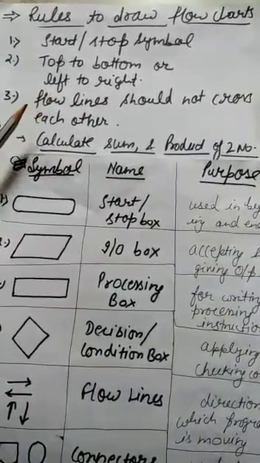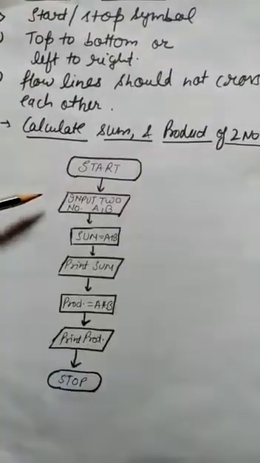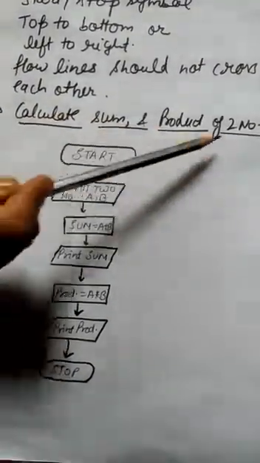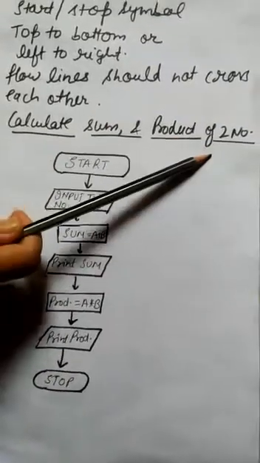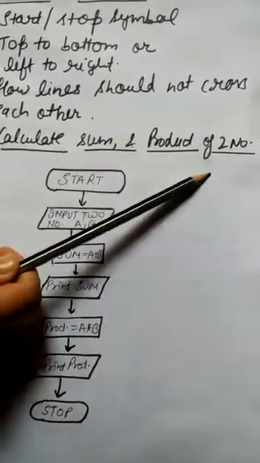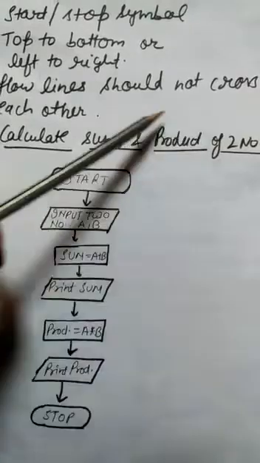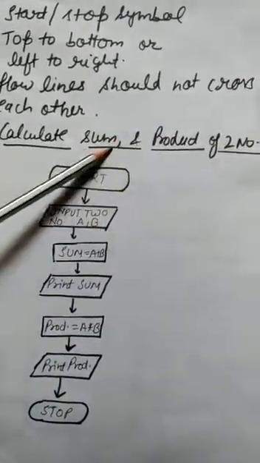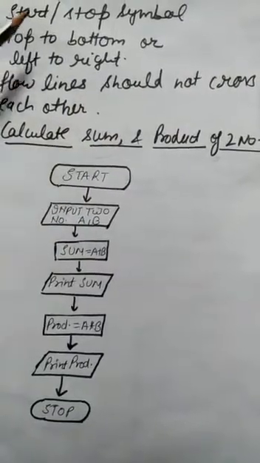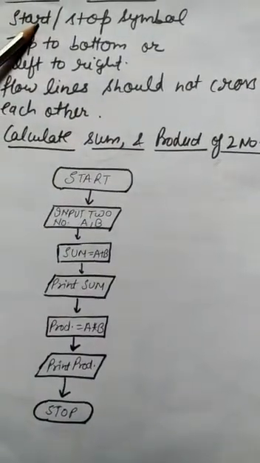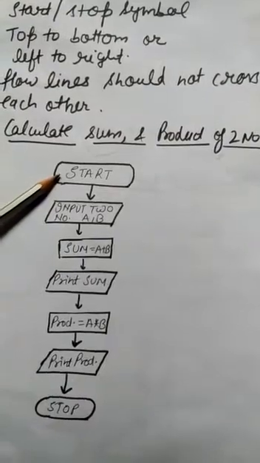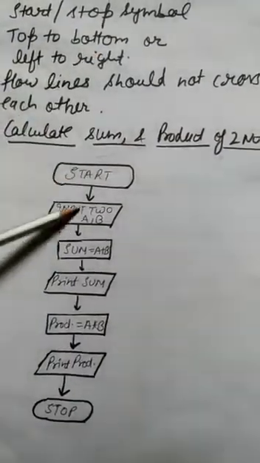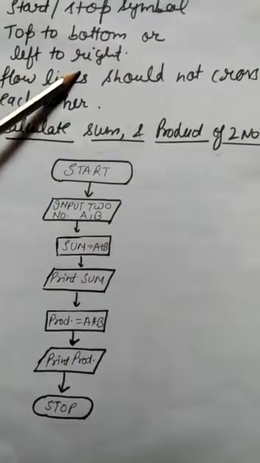Now we are going to draw the flowchart. So class, here the question is to calculate the sum and product of two numbers. So we have to take two numbers. Suppose I have taken A and B, two numbers. Now I have to show the product and the sum of both the numbers. As per the rule, first you have to put the start or stop symbol. So I have created the start symbol. Now it should be from top to bottom, so I have taken it from this side, or you can take it from left to right also.